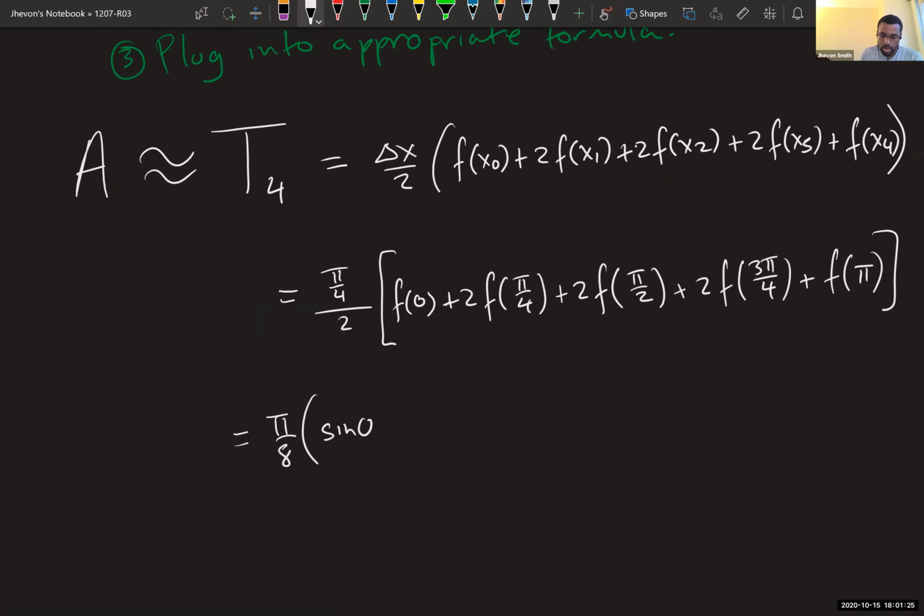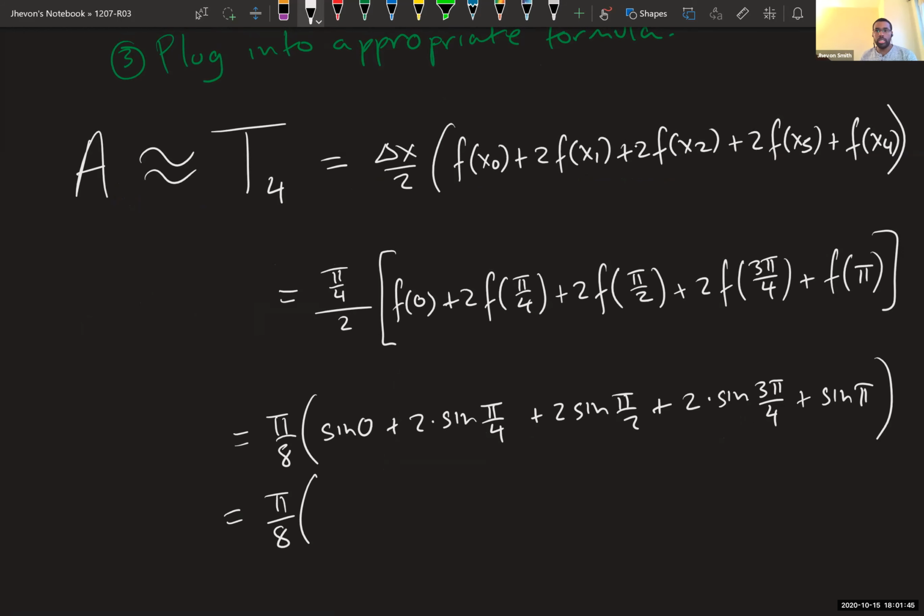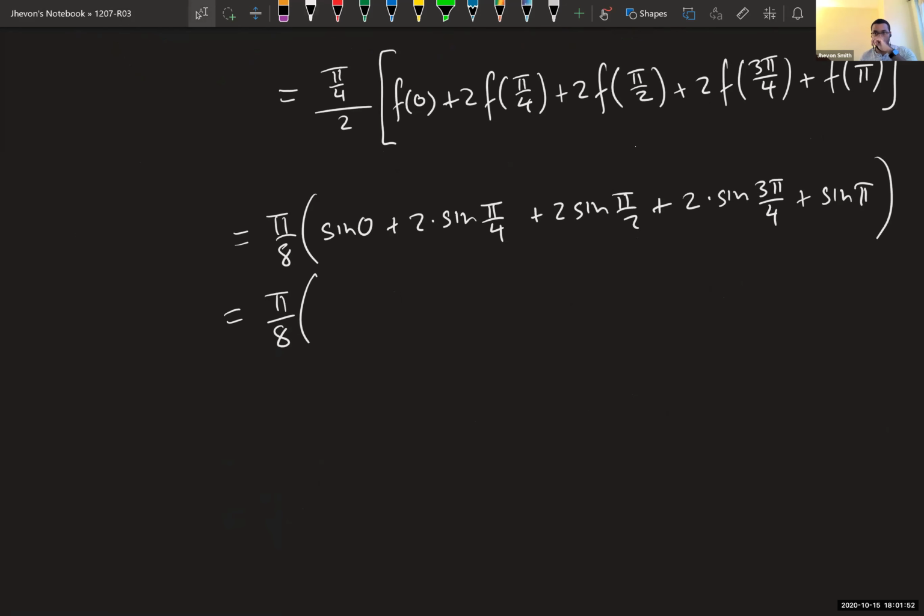This is sine of zero plus two times sine of pi over four, plus two times sine of pi over two, plus two times sine of three pi over four, plus the sine of pi. What's sine of zero? Zero. What's sine of pi over four? One. I'm sorry, rad two over two. Rad two over two. Sine of pi over two? That's one. Sine of three pi over four? Rad two over two again, and then zero.